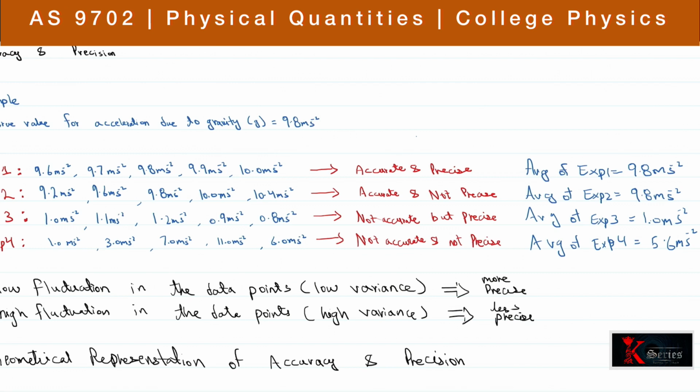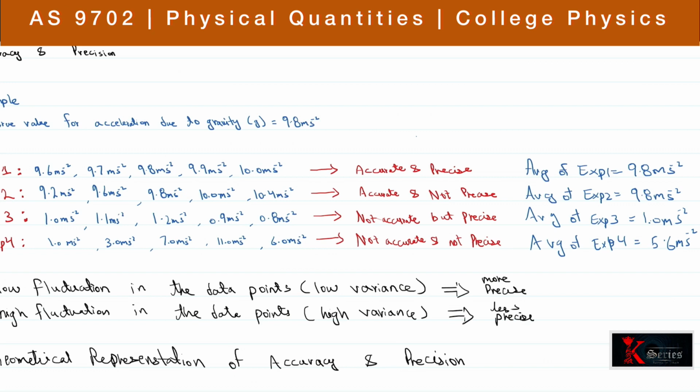Now moving on to experiment 4, the values are 1, 3, 7, 11 and 6, right? If we take an average of experiment 4, the average would be equal to 5.6, which means that experiment 4's values are not accurate at all. And if we look at the spread of distribution, it starts from 1 and ends at 11, which means that the spread of distribution is pretty broad, which means that it is neither accurate nor precise.